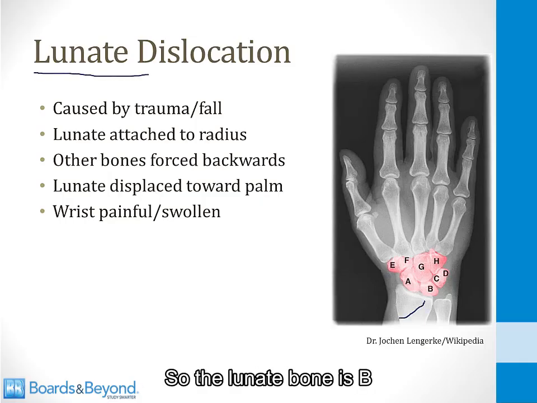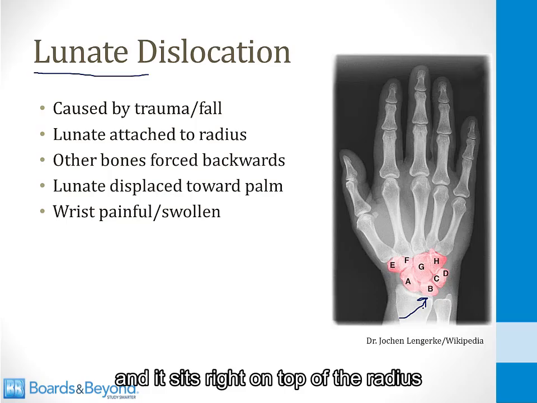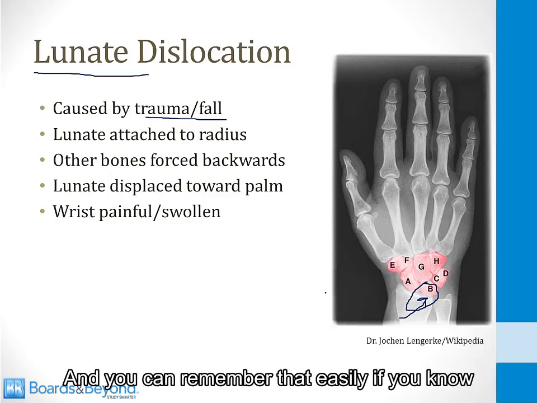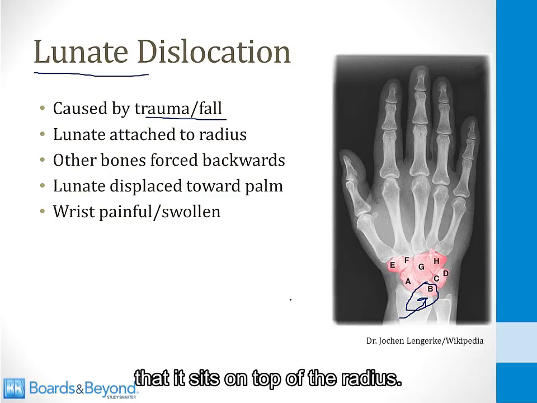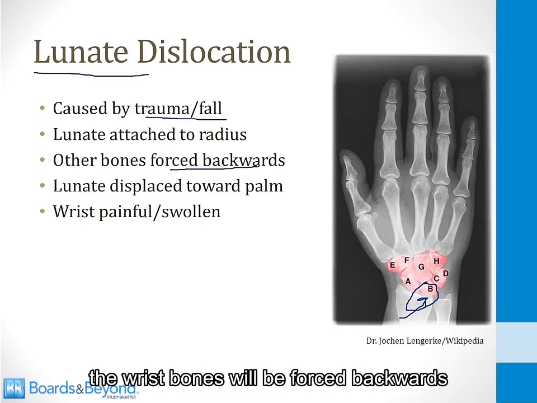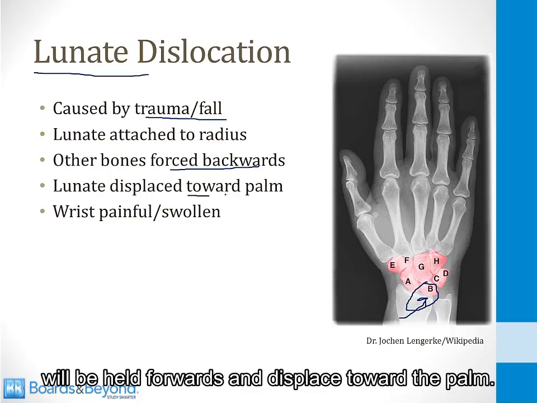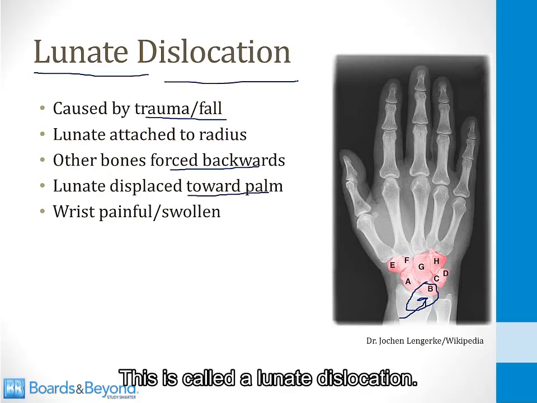So the lunate bone is B in this image on the screen here, and it sits right on top of the radius, and a lunate bone dislocation can occur from trauma or a fall. The reason for this is because the lunate is attached to the radius, and you can remember that easily if you know that it sits on top of the radius. So sometimes in a fall, the wrist bones will be forced backwards, meaning away from the palm, but the lunate, because it's attached to the radius, will be held forwards and displaced toward the palm. This is called a lunate dislocation.